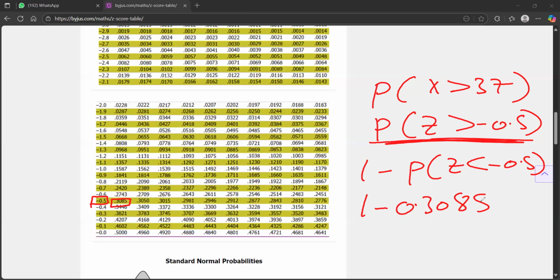Perfect. Okay, so 1 minus 0.3085. So it will be 0.69, right? Yes, 0.6915. Okay, so how many of the 200 shoppers? We will multiply this number by 200 to get the number of people who will be in the store more than 37 minutes.